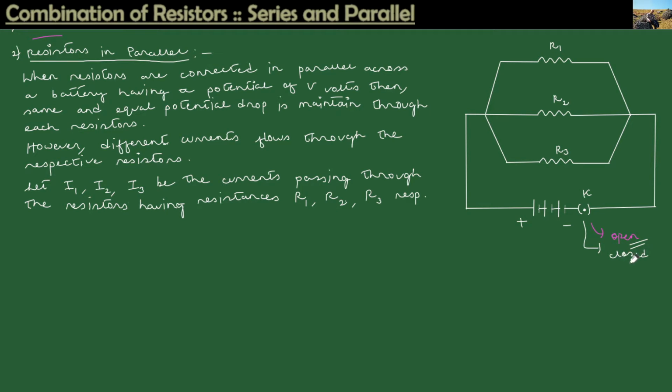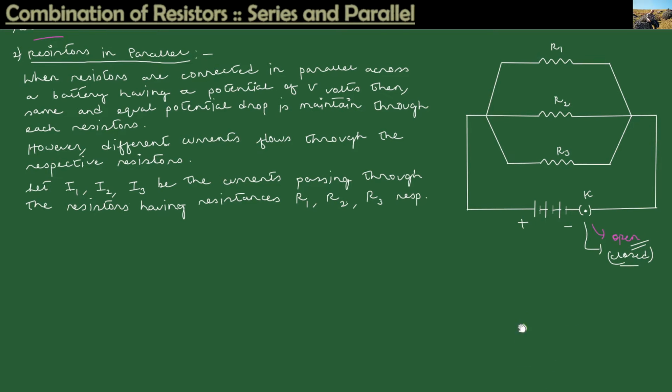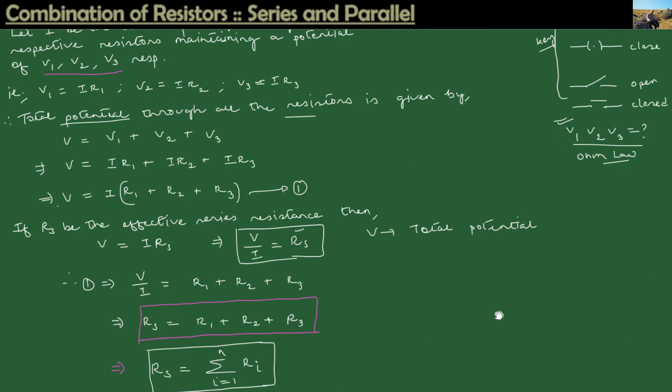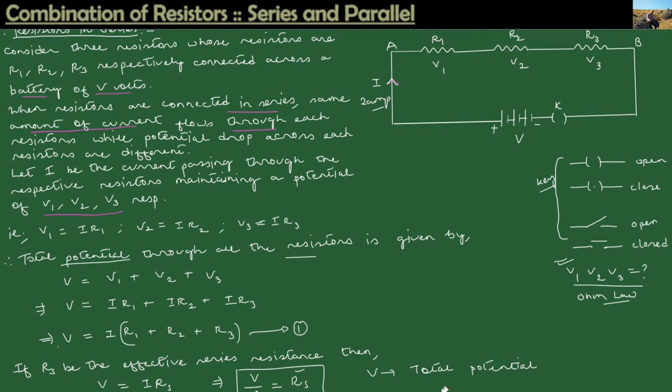Always remember that current flows in a closed circuit, not an open circuit. When the current I is flowing in that circuit, this key should be closed by inserting that one-way key. That means this is a closed circuit. Current always flows in a closed circuit. Clear?